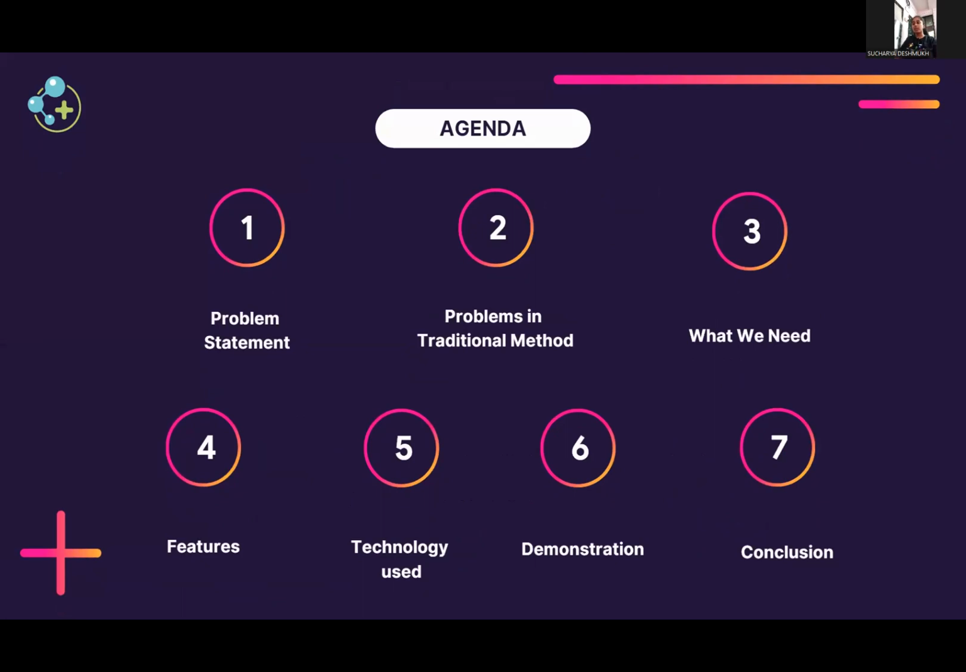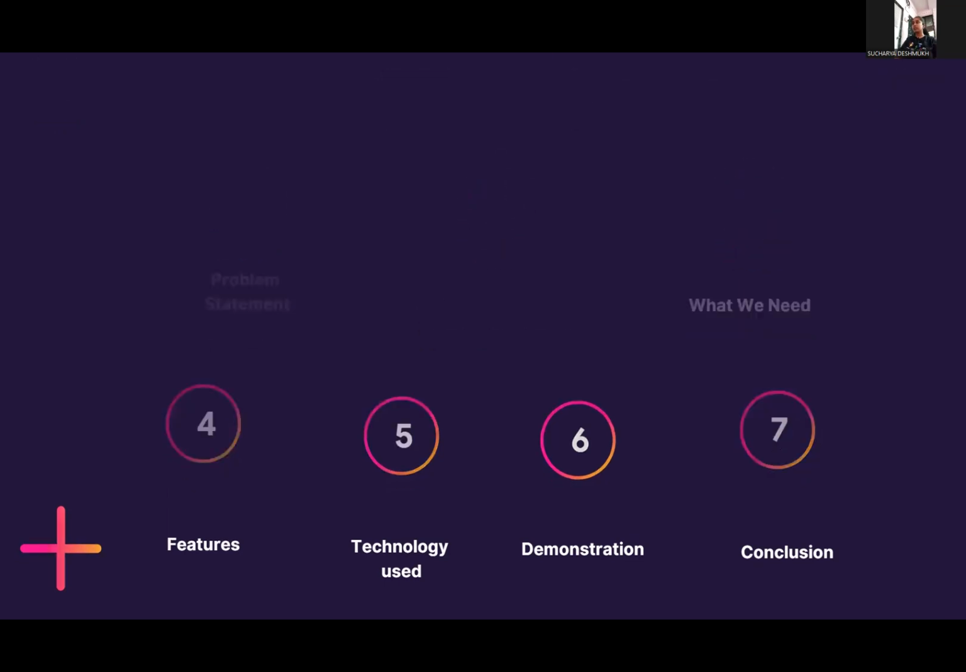So first one is the problem statement, then problems in the traditional method, what we are expecting from the project and the features of the project, then what technologies I have used in the project, then the demonstration part, and the last one is the conclusion. So let's go ahead with the presentation.